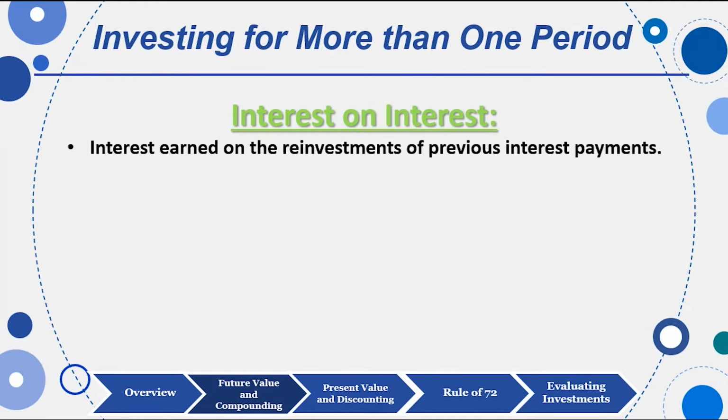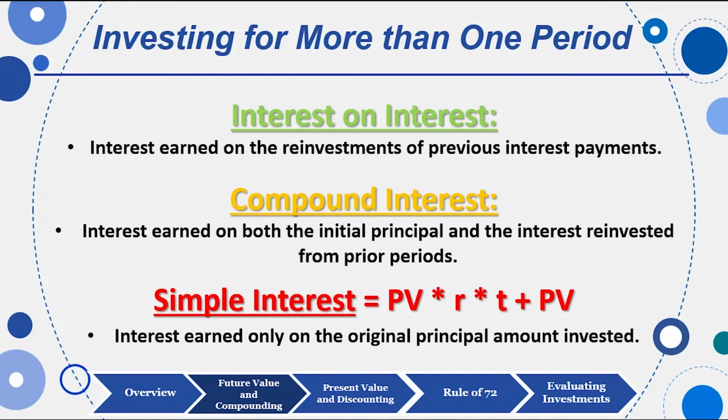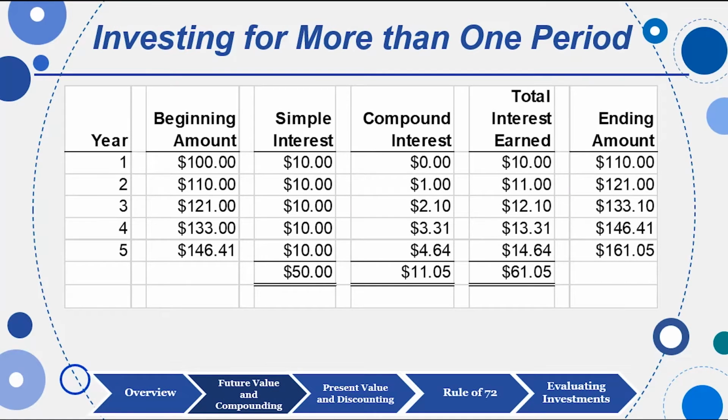If I have more than one period, I start getting interest on interest. And that's where we start picking up compound interest, and that's where that equation goes exponential versus simple interest, which is just present value times R times T plus PV. And you'll find simple interest to be a much lower amount. So compound interest is the way to go. And you can see that very clearly with this example.